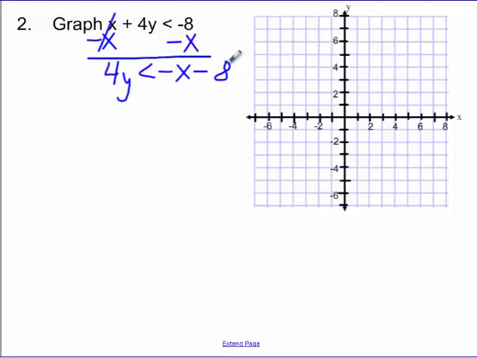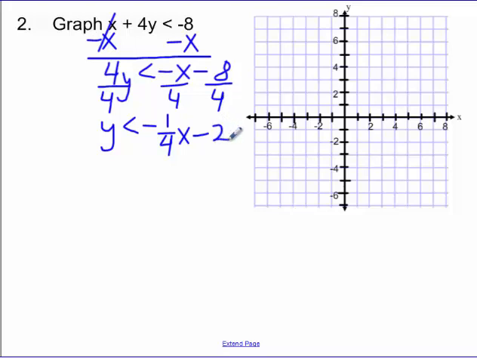Since there's a 4 with the y, we have to get rid of the 4, so we have to divide by 4. And when you divide on the right, don't forget to divide all the parts by 4. So we get y is less than negative 1/4 x minus, and simplify if you can. 8 divided by 4 is 2, so that would be minus 2.